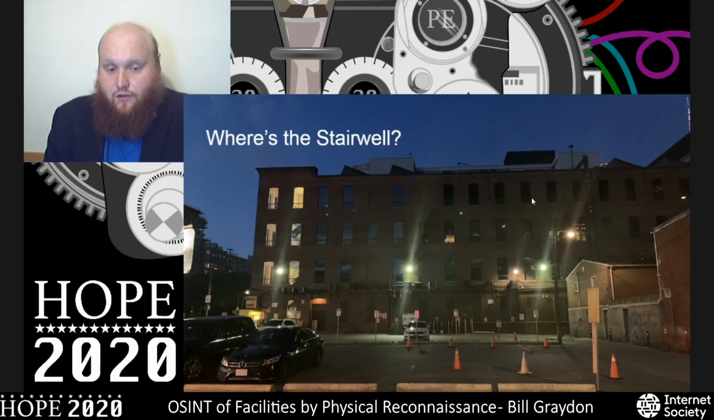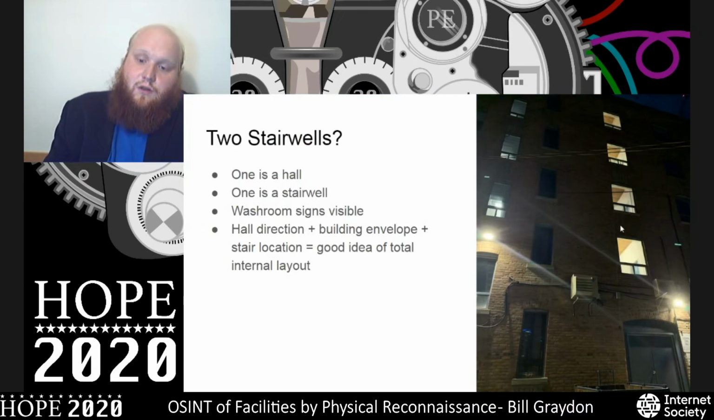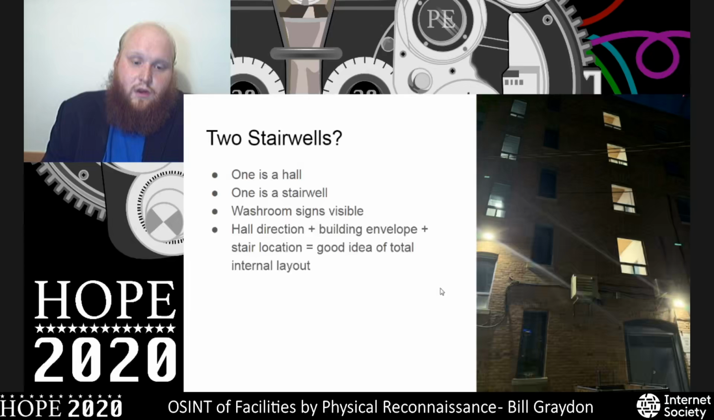So in this case, where is the stairwell? Well, we can see dark, dark, dark, but a lit up column of windows, and you can even see the stairwell within it. In this particular case, we see 2 lit up columns of windows. It's unlikely to have 2 stairwells that close together, and in fact, one we can see through the windows is a hallway, the other is a stairwell. We can see that that hallway extends deep into the building, and we can see washroom signs on each floor out of that hallway, so it makes sense that those are stacked. And between the external building massing and that hall direction, we now have a very good idea of the total internal layout of this building.